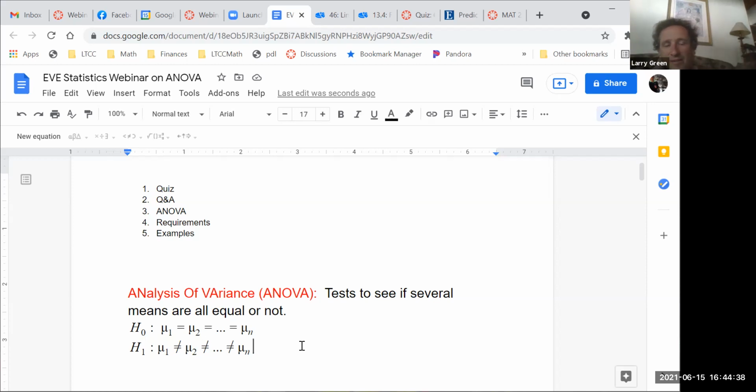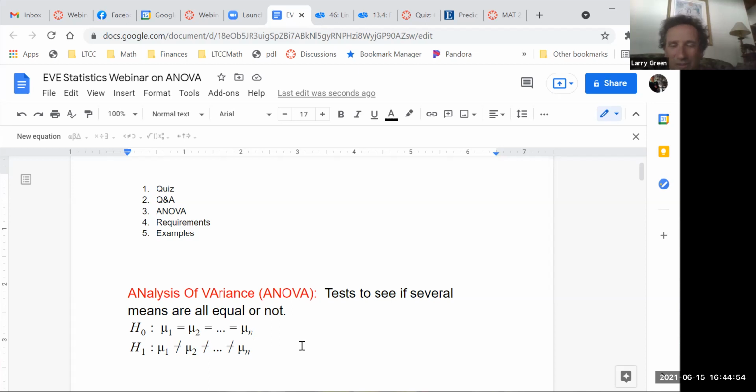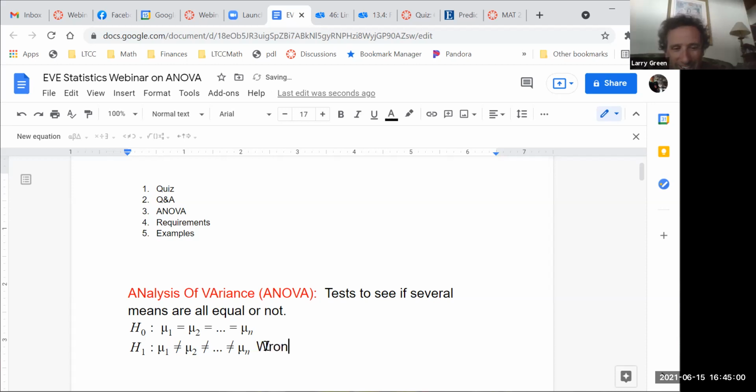What do you think? So H naught is that all the means are equal to each other, and H1 is that they're all different from each other. Not necessarily, because some of them could be the same, but not all of them. Exactly. I'm really glad that you caught that. So the first thing is this is wrong. So I'm going to write wrong.